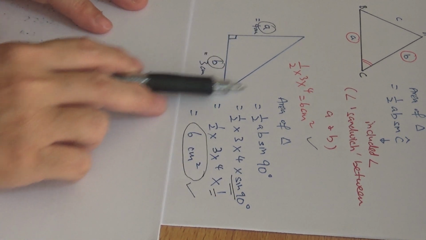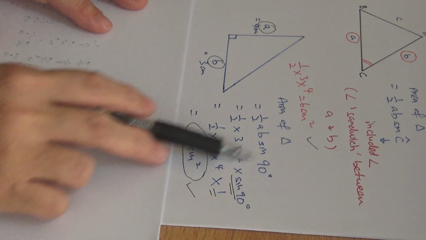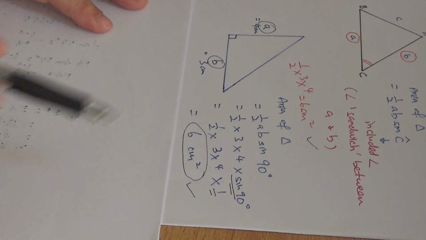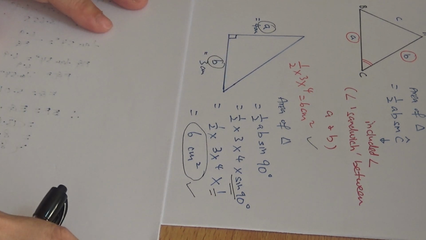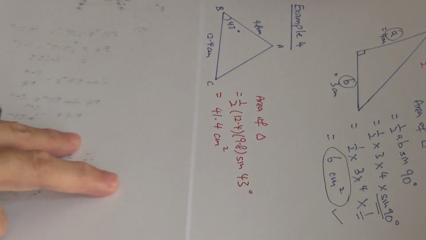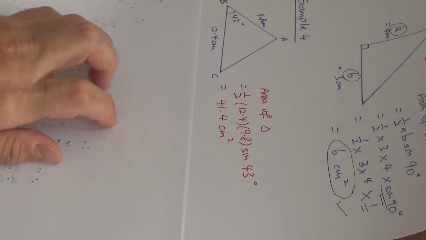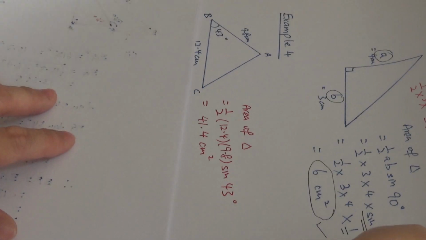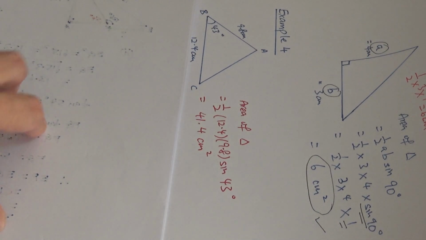So when we have a right angled triangle, there's no need to apply the formula. We just take half times base times height will do. But if the triangle is not a right angled triangle, then we will have to apply the formula as we have just learned. Now I'm going to example 4 to show you how we apply the formula.